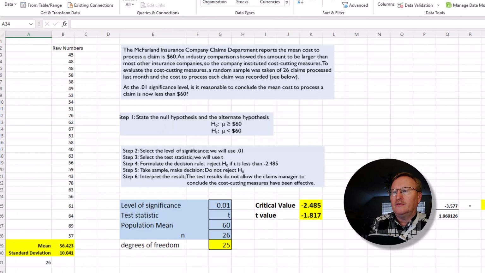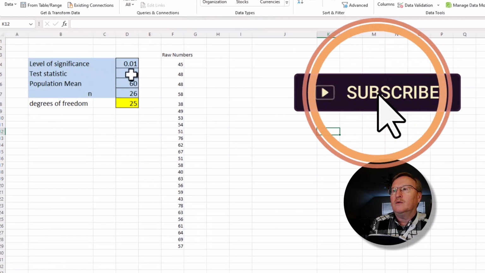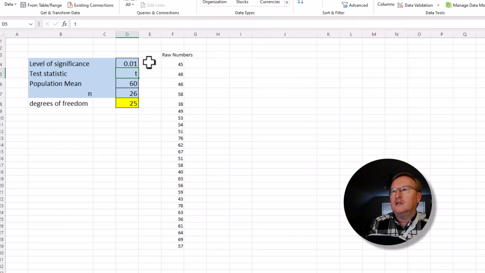I'm going to go to a different sheet so we can look at this, and we're going to see what we're given. Now we're going to calculate the t-test here. This is the 0.01 significance level. Our population mean is 60, and we have 26 in our sample. All right, so we don't need to worry about degrees of freedom. That's something that we need if we're going to look it up in a chart, like many statistics classes or books want you to look this up in the back of the book, so to speak, right?